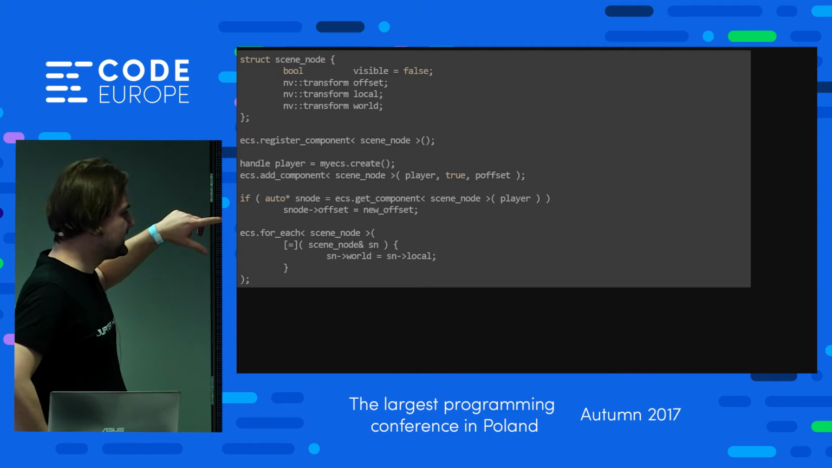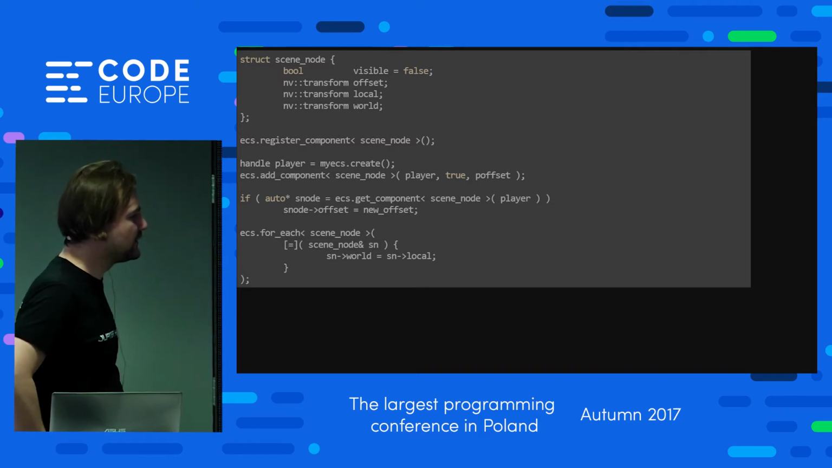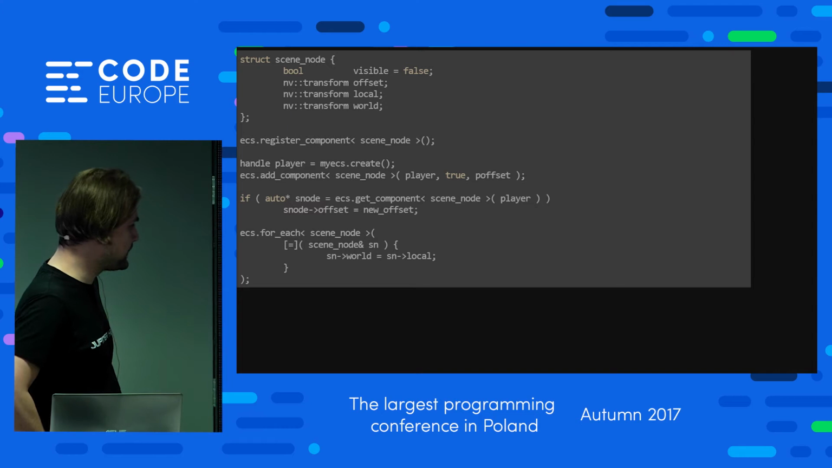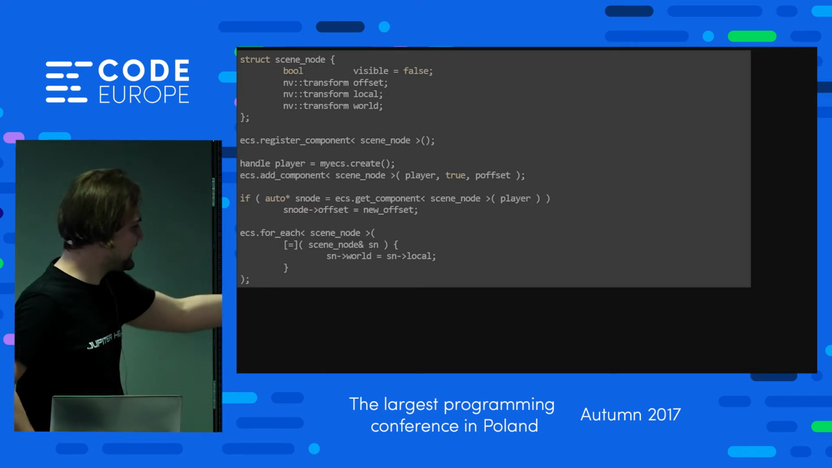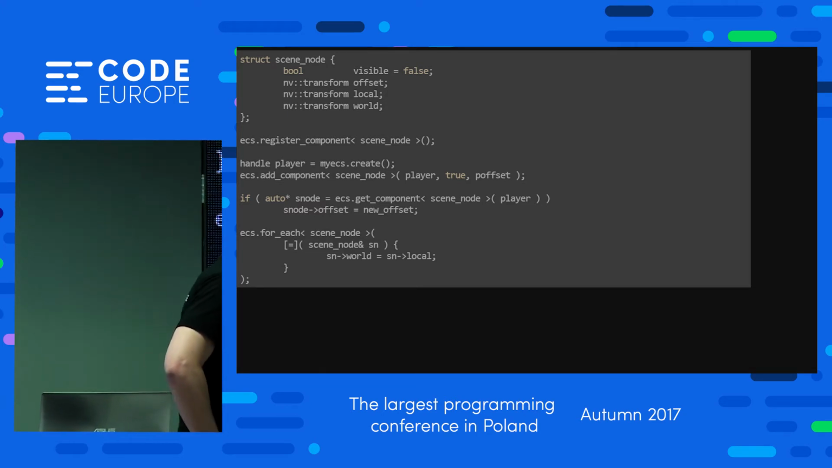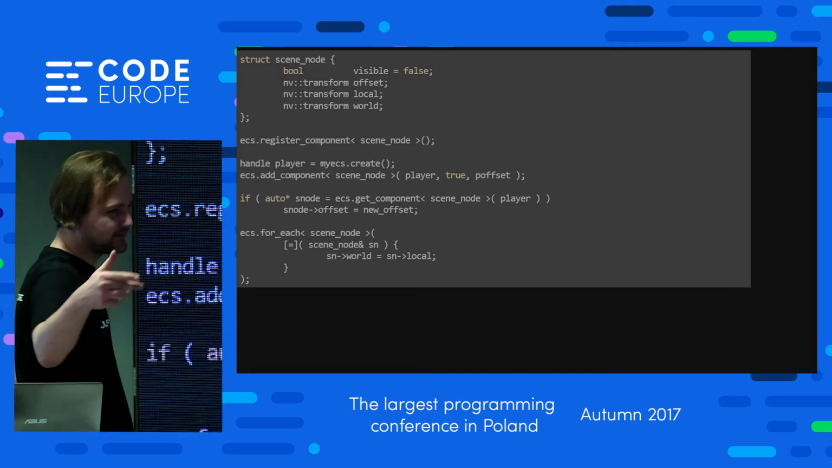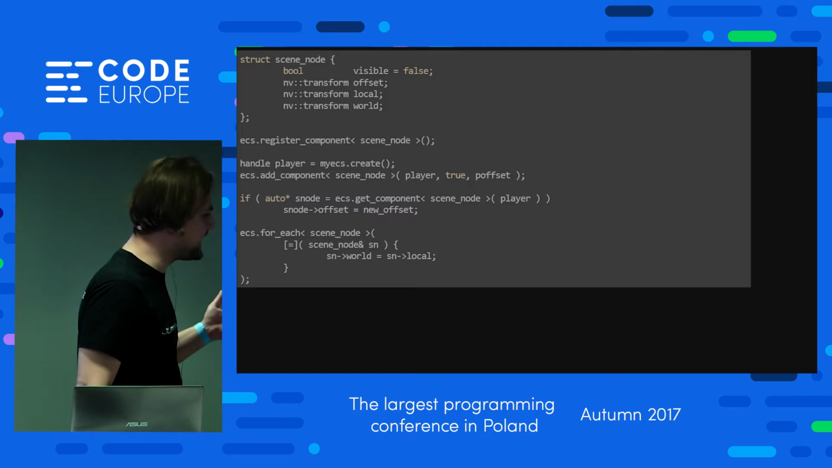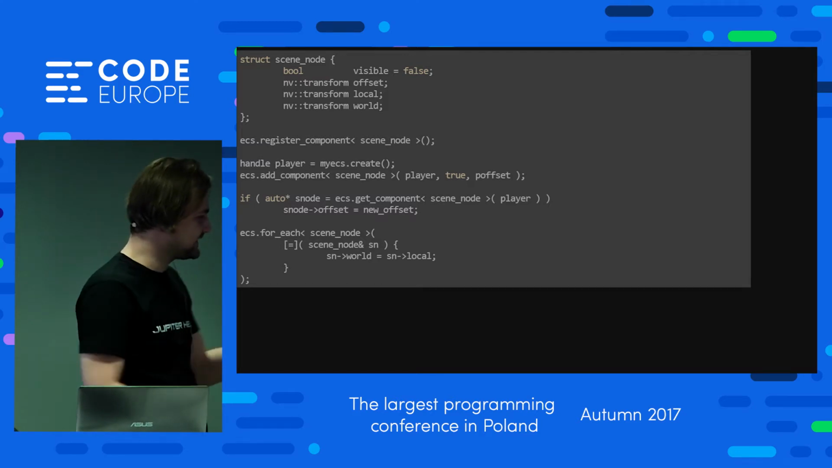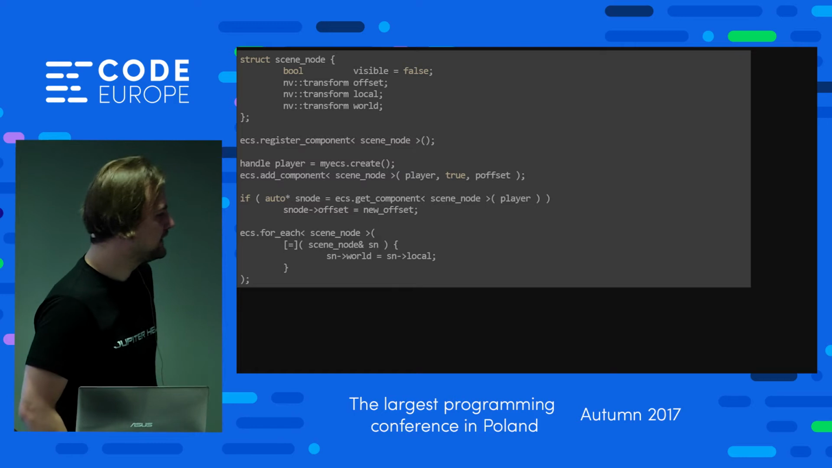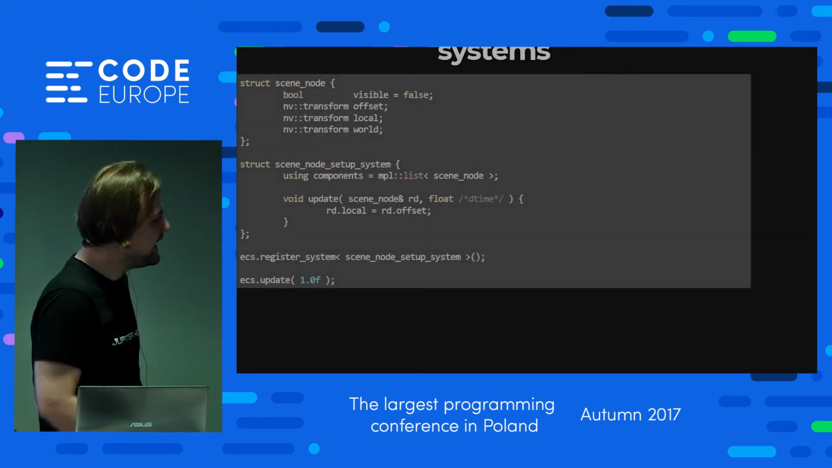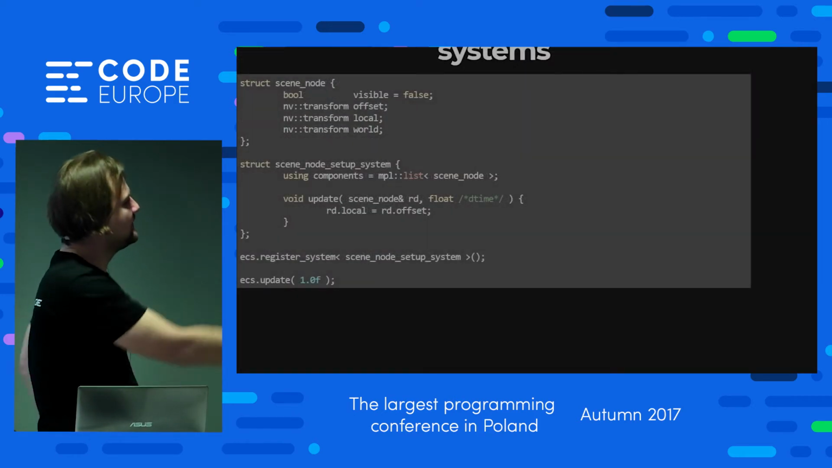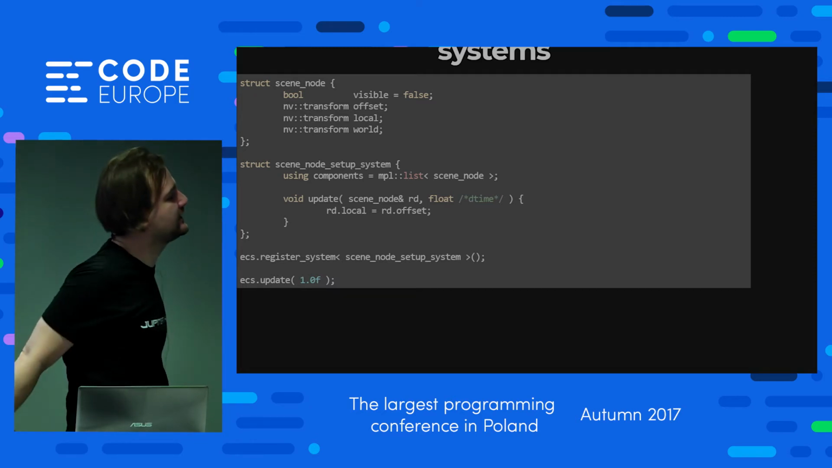We register it within the ECS by using just register component with the type name. Here's my ECS, that's my fault. So we create a handle for, let's say, the player in the game. We just do a create, which creates the handle and returns it. And then we can, for example, add a component. We do it by add component, name of the type, name of the handle, and the other parameters are passed directly into the constructor of SceneNode.